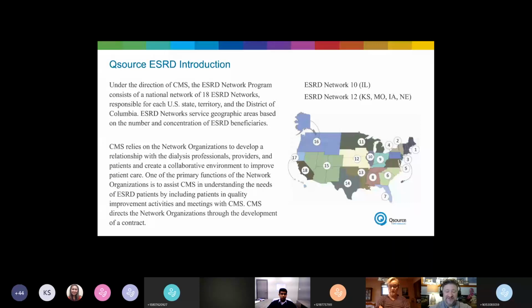Anyway, to get back to the ESRD Networks program, the country is broken up into 18 regions, or individual networks. Networks 10 and 12 are on the line. We're the ones who are facilitating this call. 10 is the state of Illinois, and 12 is the 4-state region of Kansas, Missouri, Iowa, and Nebraska. However, if you're interested in learning more about your local network, you can always go to their website or to the ESRD Network Coordinating Council, esrdncc.org.